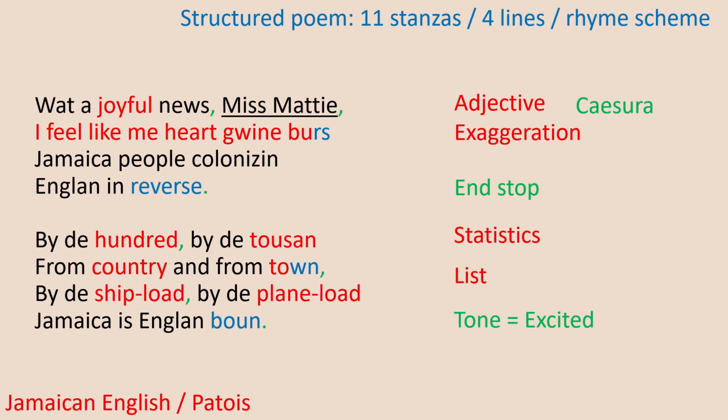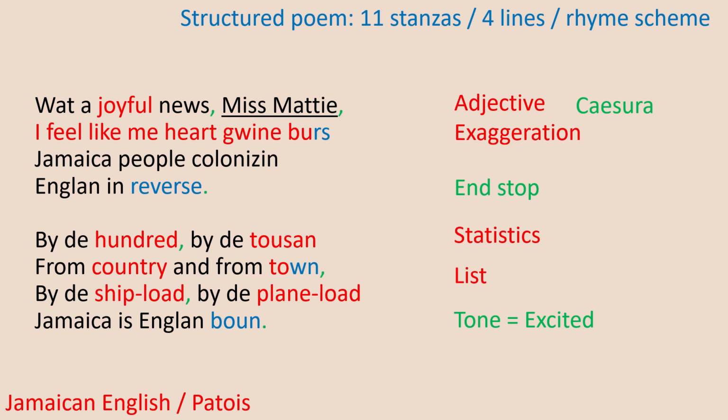Now we don't have hundreds and thousands in numbers. She's written it out using letters, but there's still statistics. And this is where we have a list, which isn't a super obvious list, because it's not like I'm going to the shop for eggs, milk, bread and butter. It's a list that sort of stretches across the stanza.